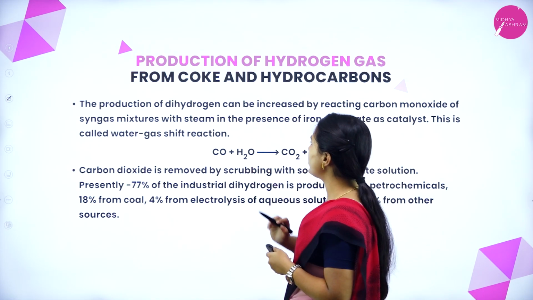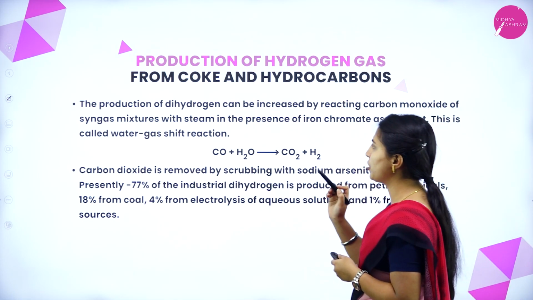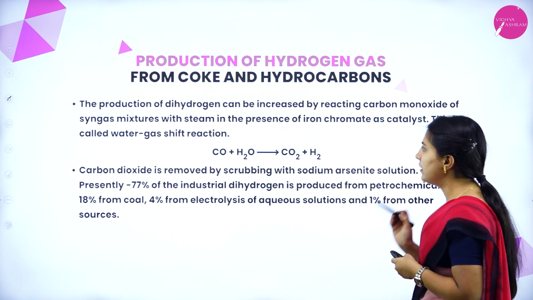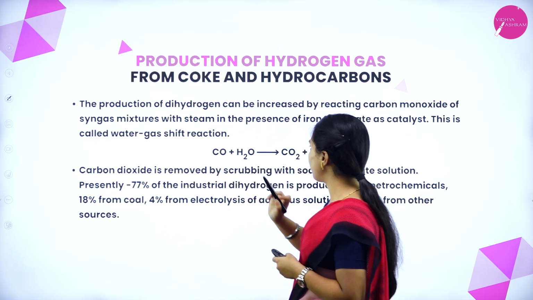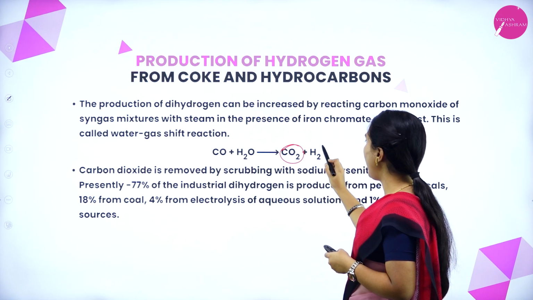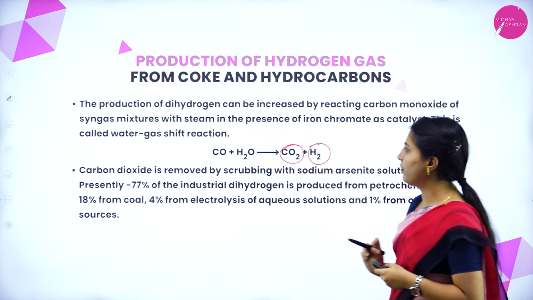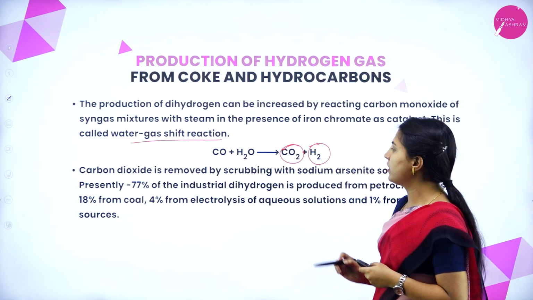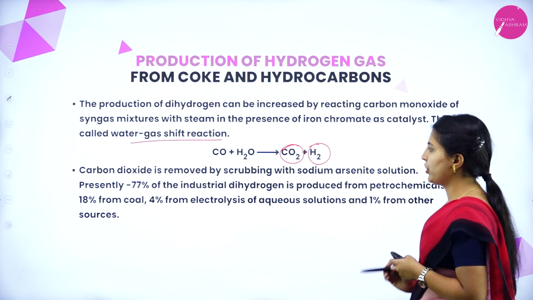The production of hydrogen can be increased by reacting carbon monoxide of syngas mixtures with steam in the presence of iron chromate as catalyst. This is called the water gas shift reaction. So, carbon monoxide plus water, what will happen? Carbon dioxide will form and also hydrogen gas will be liberated. That is called the water gas shift reaction. Carbon dioxide is removed by scrubbing with sodium arsenate solution.